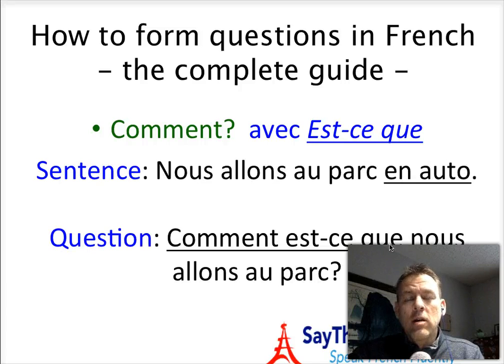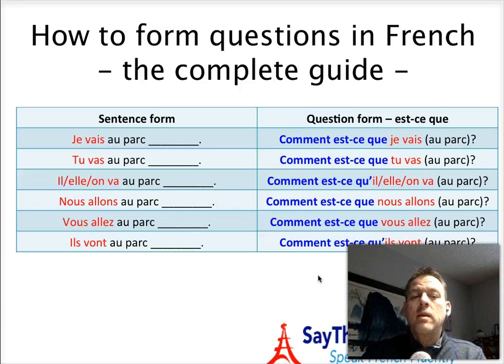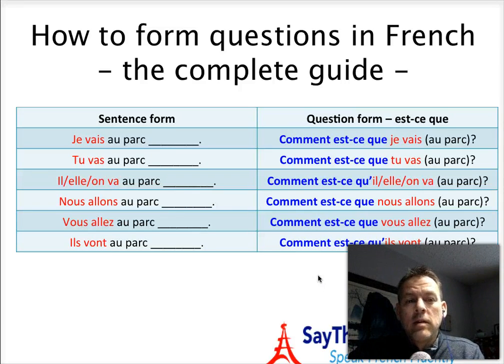Nous allons au parc en auto, en voiture. Now it becomes comment est-ce que nous allons au parc? So nous allons au parc stays the same. Comment? Question mark at the end. Put the query word at the beginning. Comment est-ce que nous allons au parc? Put that in the table.